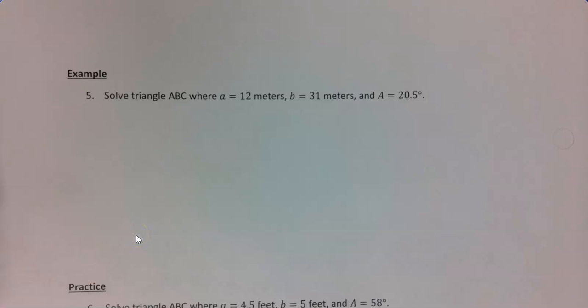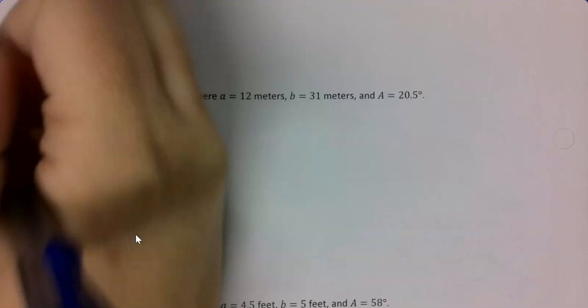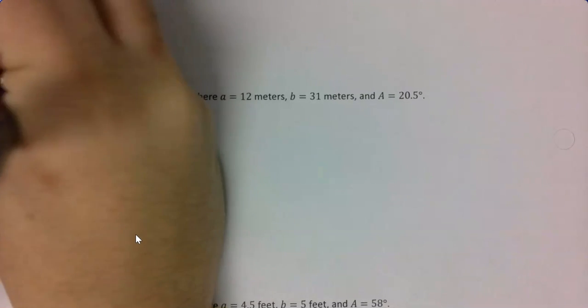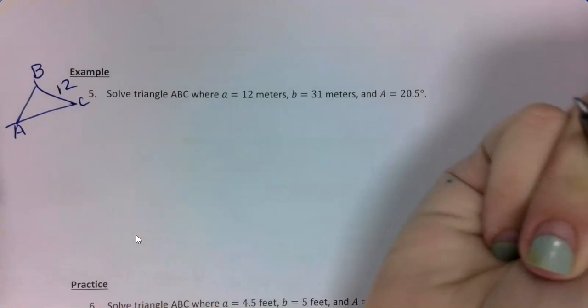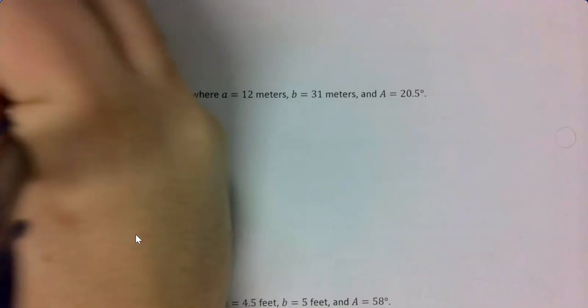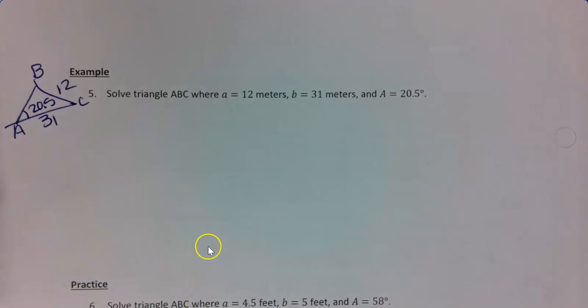Okay, so number 5, we start off just like we did yesterday. It's telling me my side length a is 12, my side length b is 31, and my angle for A is 20.5. So then how do I start this off?